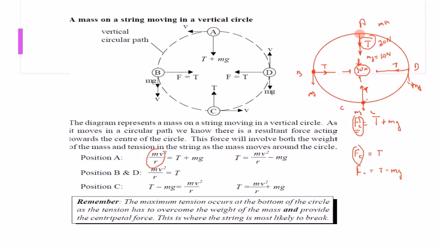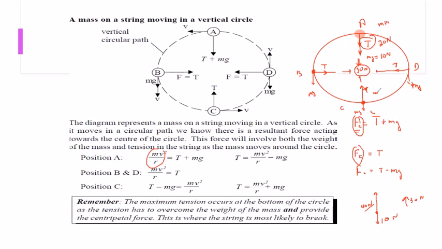The reason for that is that the weight is acting down, so tension is acting up, and we need a resultant to be 30. If a weight of 10 Newton is acting down and I need a resultant of 30, how much tension should I apply? What should be the tension? 20. 40, sorry. So 40 Newton should be the tension here. So at point C we apply the maximum force, and at point A we apply the minimum force.